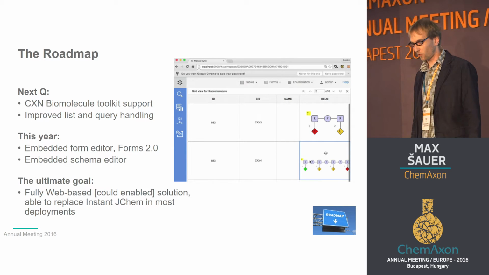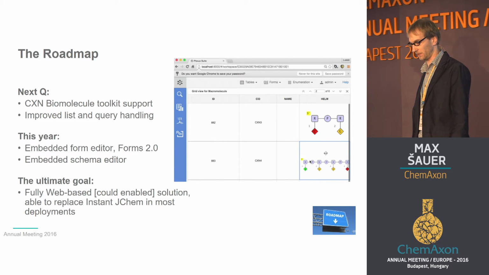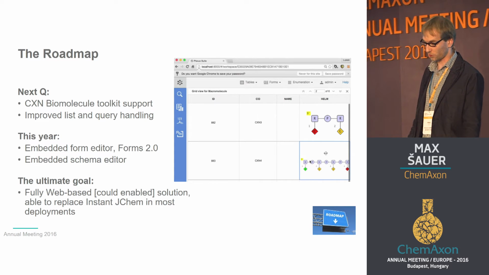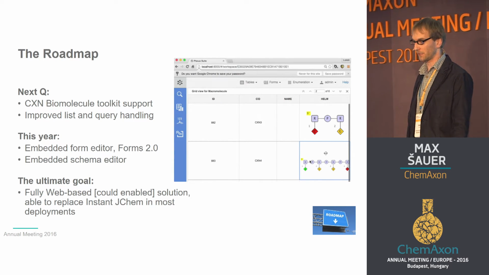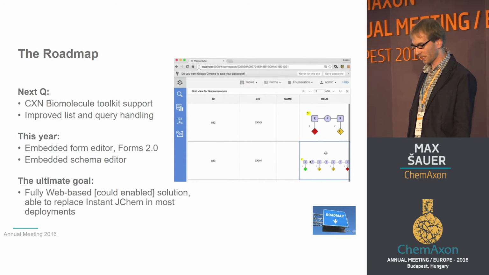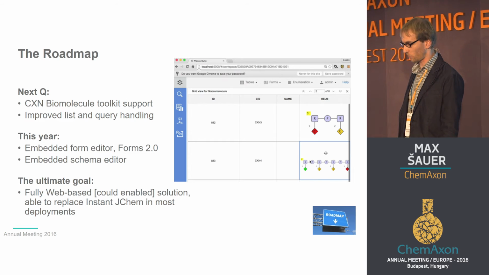Let's have a sneak peek at the roadmap. The CXN biomolecule toolkit support is coming. It's coming in IJC as well in the upcoming weeks. In Plexus, this is going to take longer. We are planning to have a fully web-based solution, so you won't need Instant JChem in the future for administration. There will be a form editor. There will be an embedded schema editor, so you can do all your changes inside of Connect. And the ultimate goal is to go fully web-based.